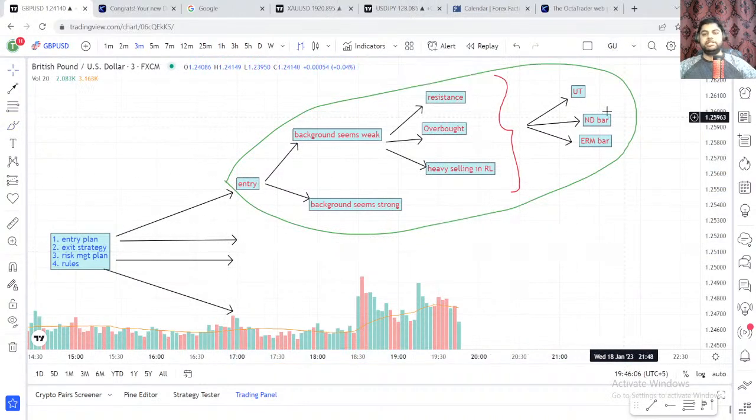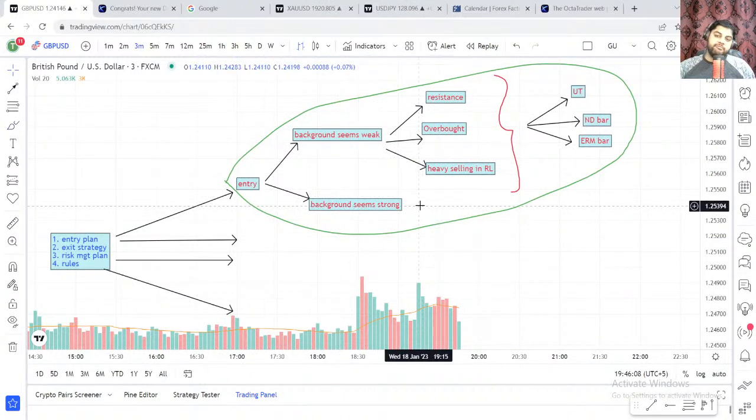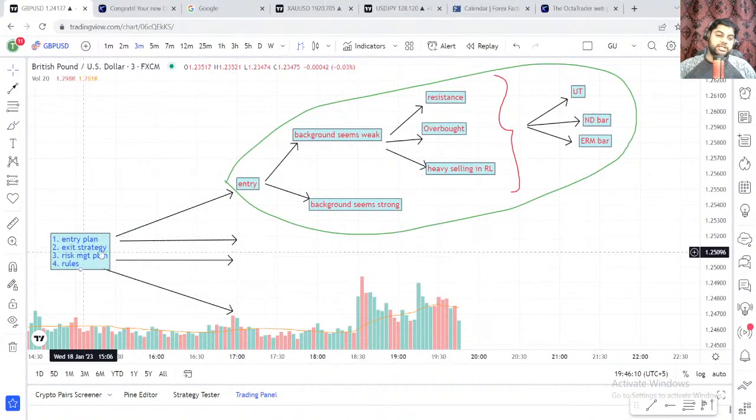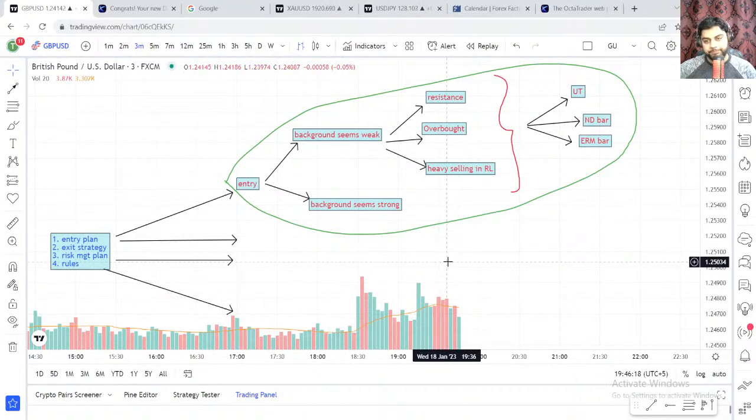And this is the first part. In the same way, you will also make a plan for your exit. You will also make a plan for your risk management, and also you will make some rules along the way. Now, I am not going to do all of these things right over here because we want to save time and we have so many other things to discuss.